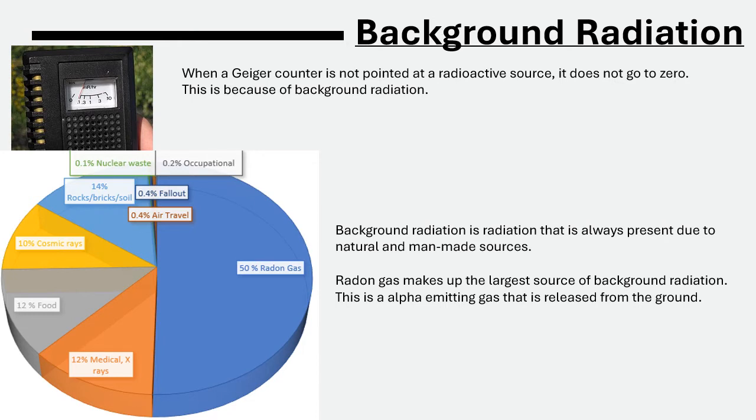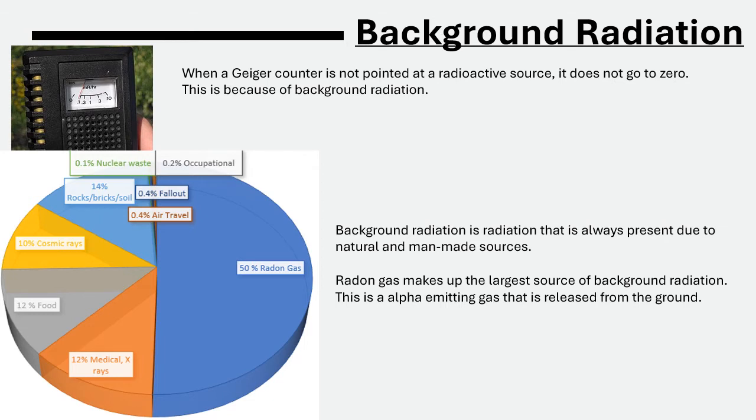Now you can see on the screen that background radiation is made up of different types of radiation, and radon gas makes up the largest source. Radon gas is an alpha emitting gas and it comes from the ground. So anybody in jobs like mining who work underground gets exposed to more radon gas, and when you breathe this in, then it can decay and give off alpha radiation inside the lungs.